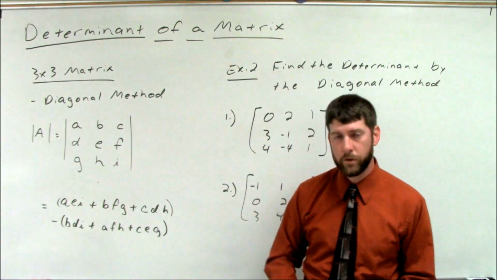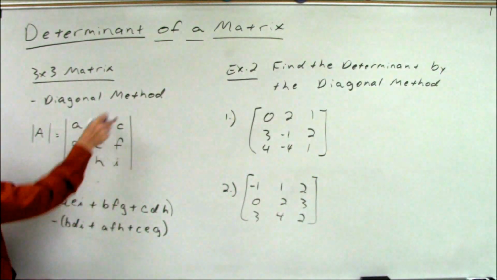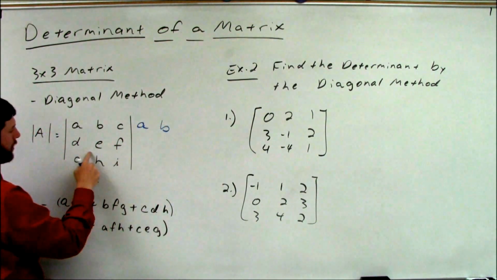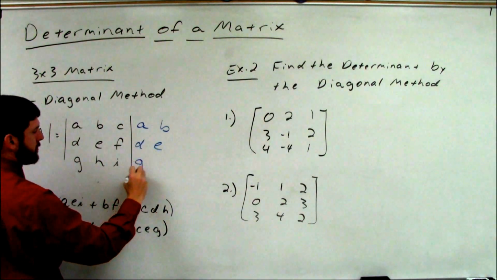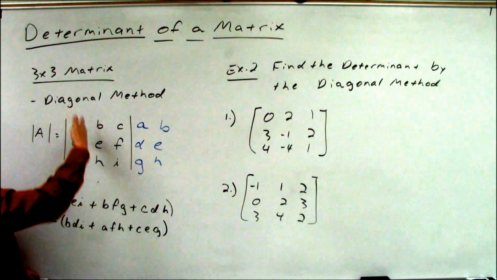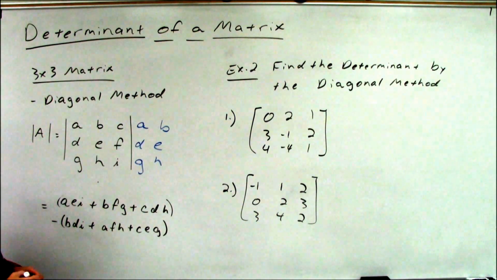So the first thing we do for the diagonal method is to copy these first two columns onto the outside of our matrix. So that's step one. Rewrite your first two columns on the outside. Now we're going to multiply diagonally.